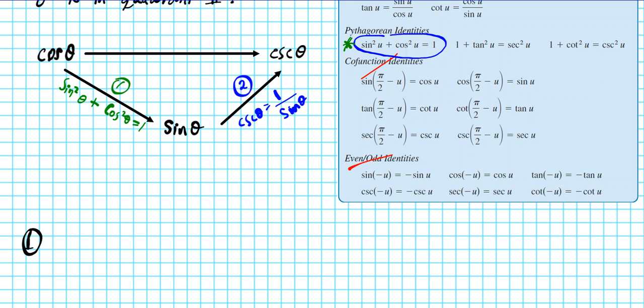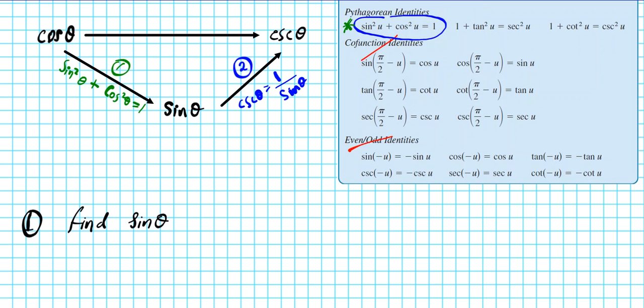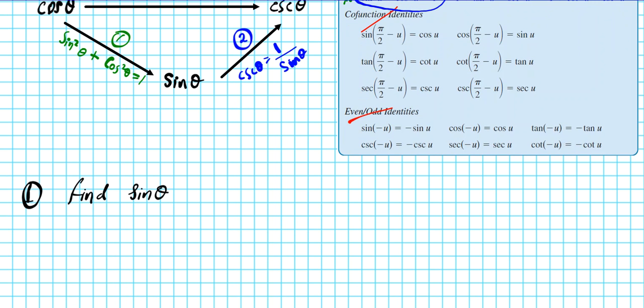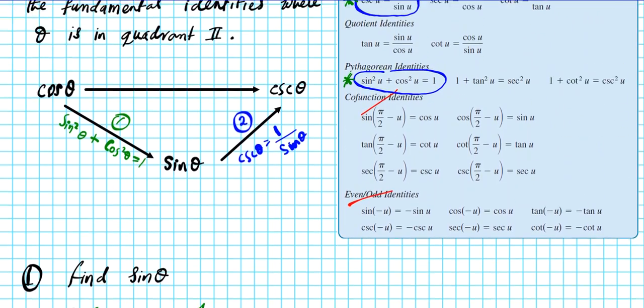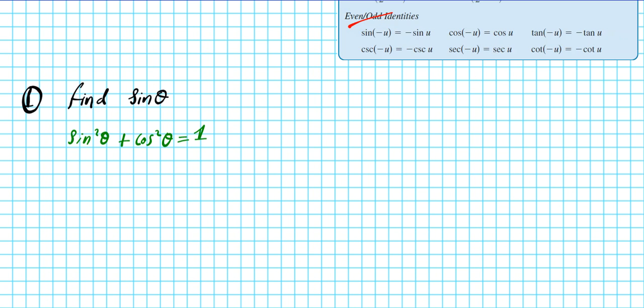Okay, so let's start with step 1. For step 1, we're going to find sine theta using cosine theta. The identity we're going to be using, let's rewrite it, is sine square theta plus cosine square theta equals 1. Now we know what cosine is. It's given in the problem. Cosine is 7 over 9. So we have sine square theta plus 7 over 9 square is equal to 1.